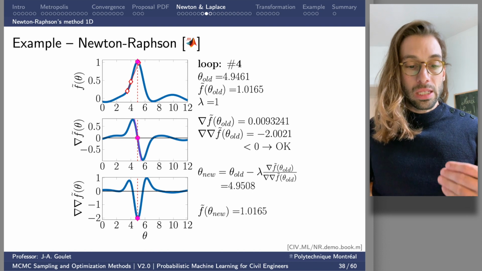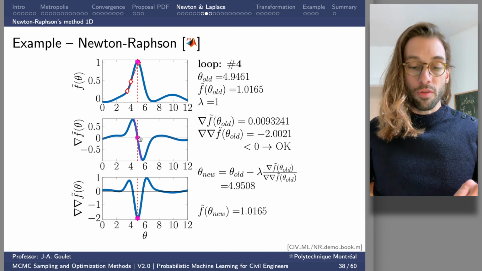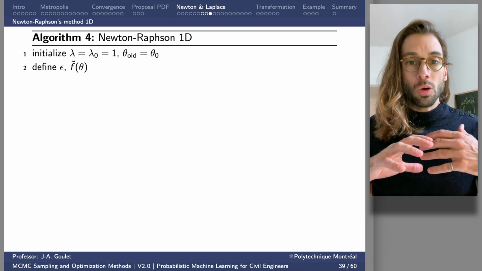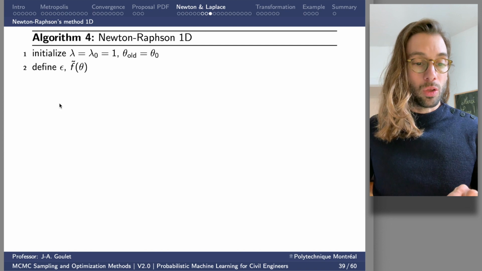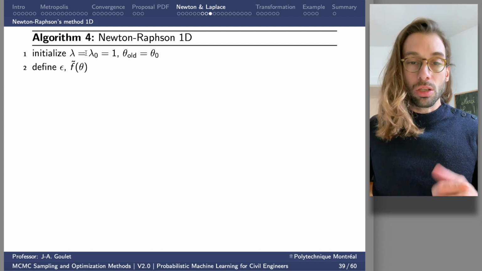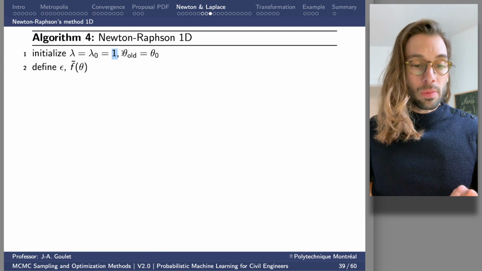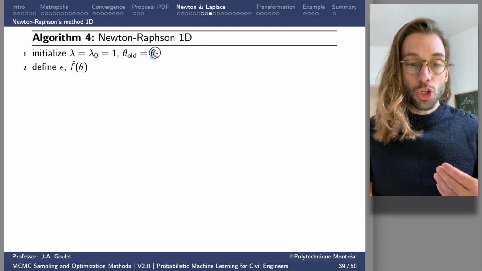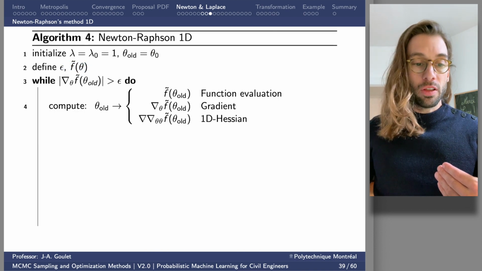Okay, so this is how it would work. I would move really, really close to my perfect value. So if we systematize those steps for the 1D Newton-Raphson algorithm, I start with an initial scaling factor, could be for instance 1. Then I say I have an initial position theta 0. I define a convergence criteria. I define what's going to be my target function.